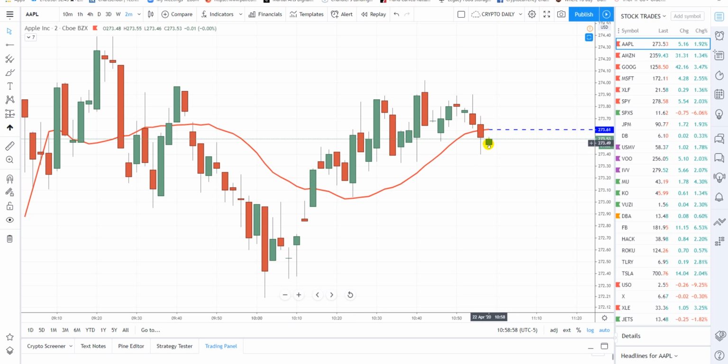But I didn't want to get in too soon, as you can see, this is a kind of waterfall down, and I didn't want to get in too soon and have it dump to the downside on us. We have about 48 seconds left in this candle, and we'll see if we can get a pop here to the upside over our 20 simple moving average, the red line.